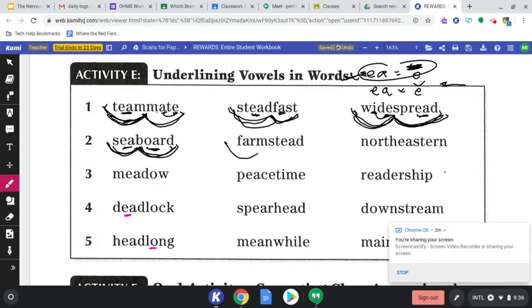Seaboard. Okay. Farmstead. Farmstead. That sounds better. So this one equals the short E. North, east, earn. North, east, earn. Northeastern.